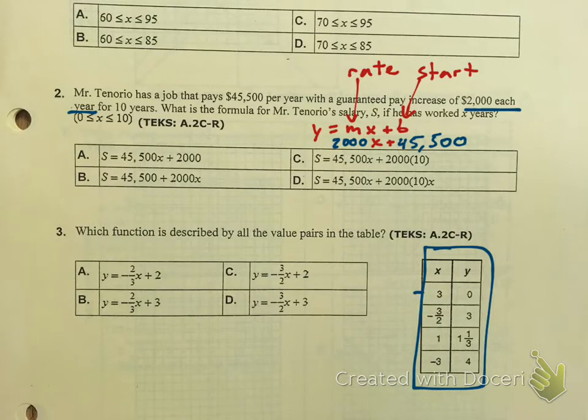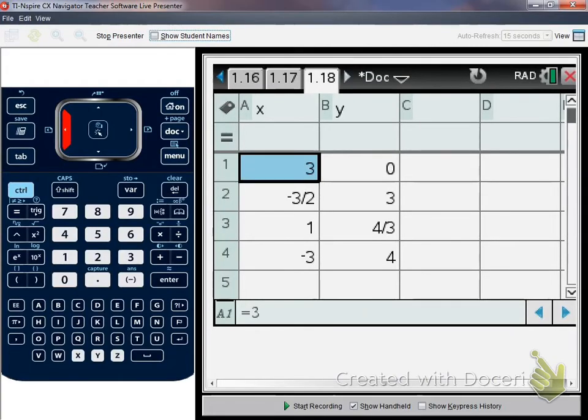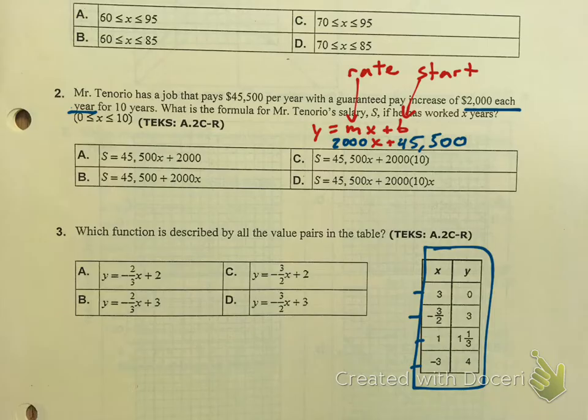We have 3, negative 3 halves, 1, and negative 3. So in your table, notice we have 3, negative 3 halves, 1, and negative 3. And in your y column, we do the same thing. You have 0, 3, 1 and 1/3. If you don't know how to turn that into an improper fraction, or take it from a mixed fraction, that's going to be 4/3, so that's why I put in 4/3 into my table, and 4.